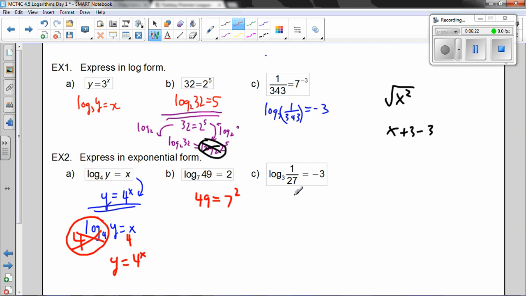The inside thing is 1 over 27. The base is 3. The exponent is minus 3. And does this make sense? Yeah. Negative exponent means 1 over 3 cubed, 27, 1 over 27. But again, just as we're going, you don't necessarily have to write this down.